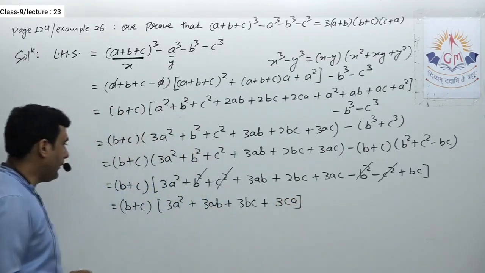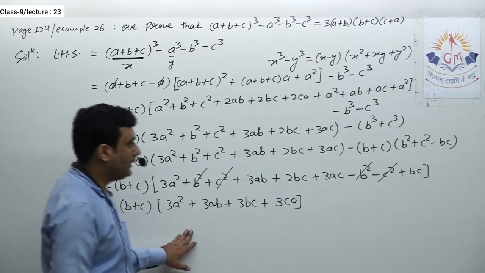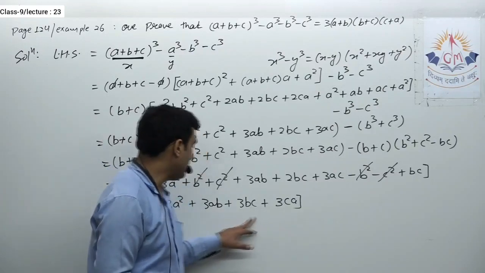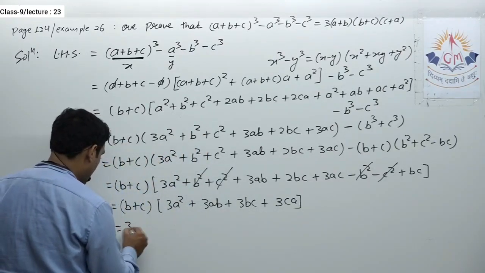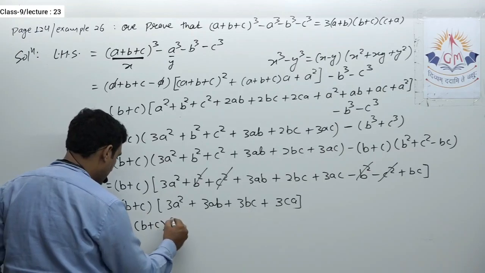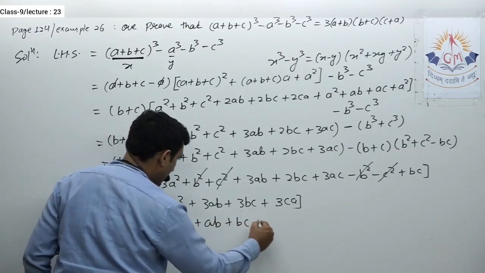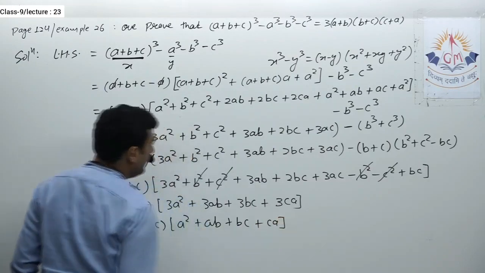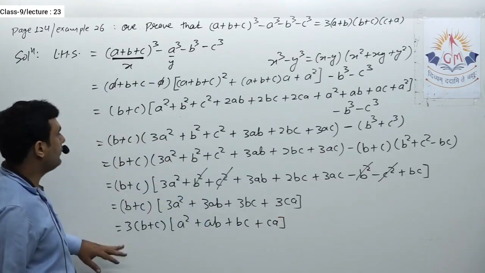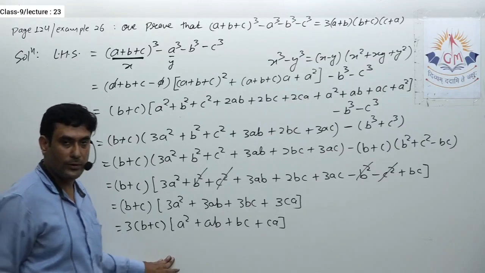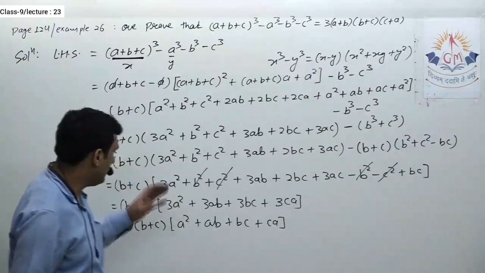Okay, so I hope up till this it is clear to you. Now I can just take 3 common. So if I take 3 common, I will get a square plus ab plus bc plus ca. This is almost done. So note down up to this point, then the remaining 2 or 3 more steps I will give you later, but note it down.